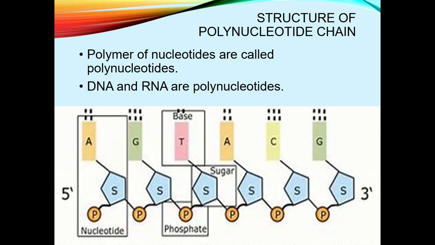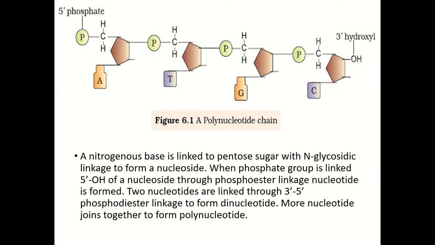Now we have structure of polynucleotide chain. So what are polynucleotides? Polymers of nucleotides are called polynucleotides. Now DNA and RNA are polynucleotides. Now in this you are seeing a chain over here. So we have different nucleotides, they are joined together by phosphodiester bonds. Now this is a polynucleotide chain. This diagram is also given in your NCERT book, beta.